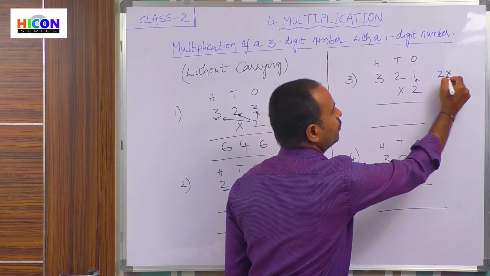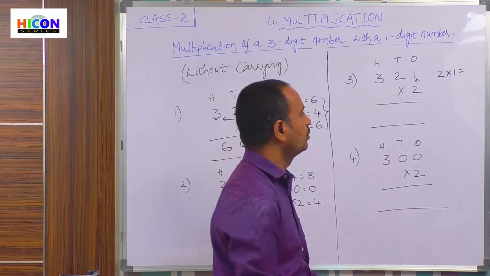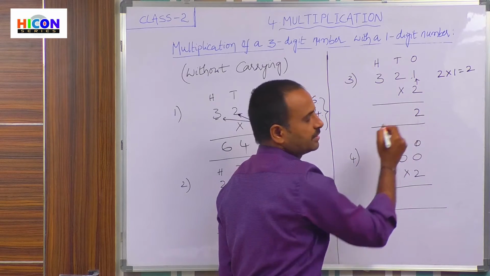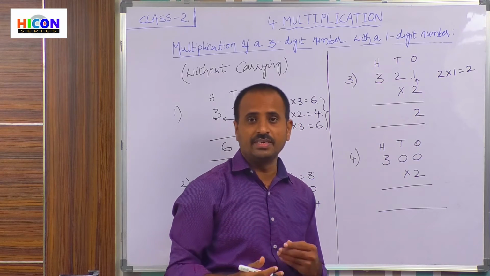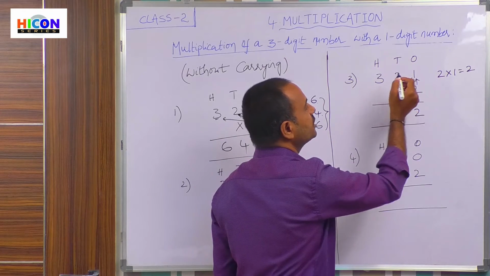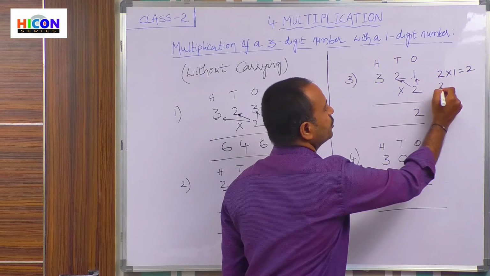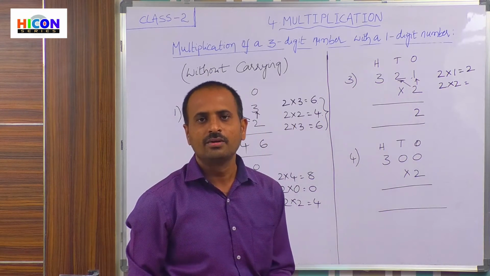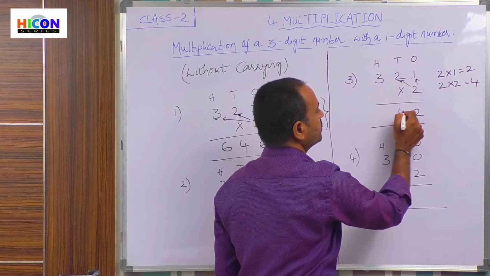That is 2 into 1. Children, how much is 2 ones? 2 ones are 2. So write 2 under ones place. Children, next go to tens place. Multiply the digit present in tens place with 2. Which digit is present in tens place here? 2 is present in tens place. Multiply this 2 with 2. That is 2 into 2. Children, how much is 2 twos? 2 twos are 4. So write 4 under tens place.